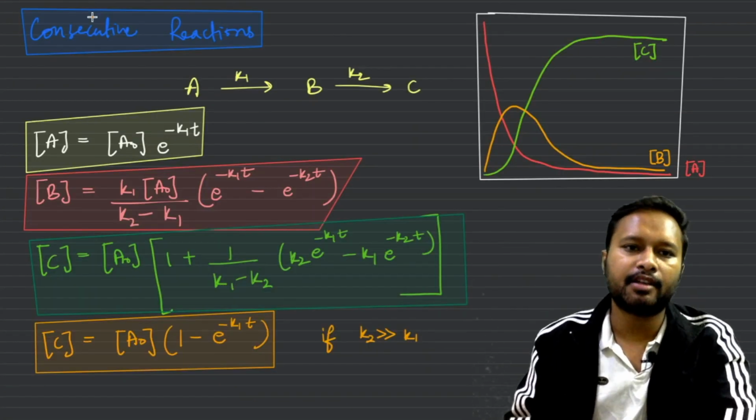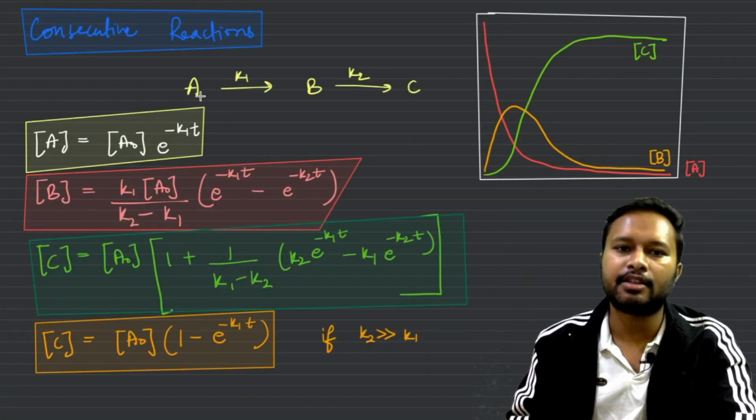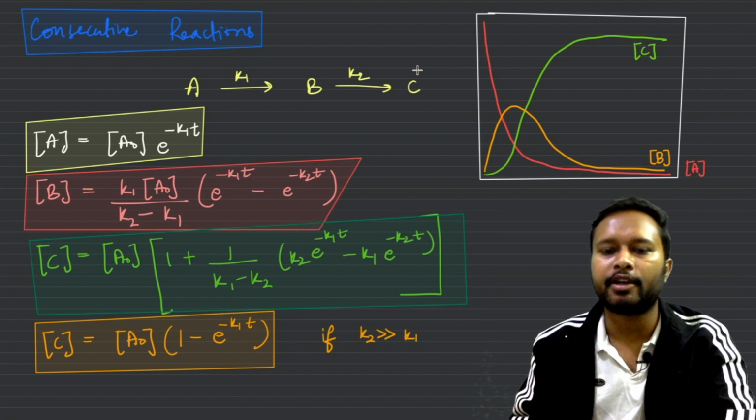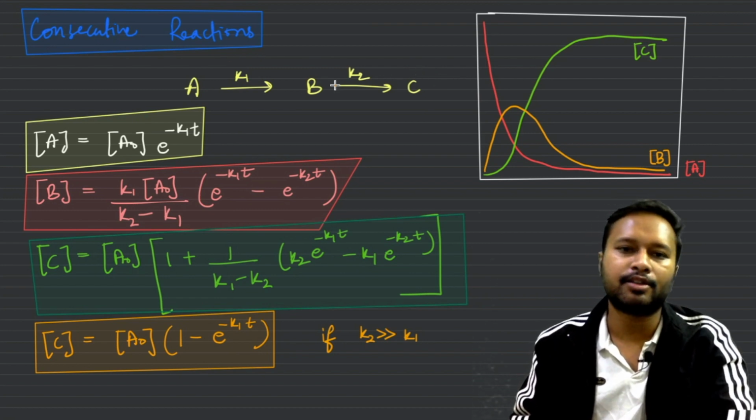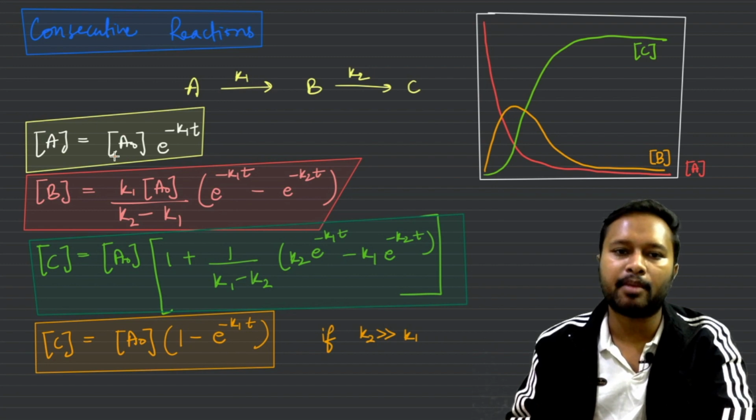The next reaction is consecutive reactions, in which a particular reactant gets converted into another product, and that product is again getting converted into another product. This is called a consecutive reaction, in which the concentration of A at any time t can be calculated by this expression: A naught e to the power minus K1 into t. The concentration of B at any time t can be calculated by this: K1 A naught upon K2 minus K1, and in the bracket it's e to the power minus K1t minus e to the power minus K2t.